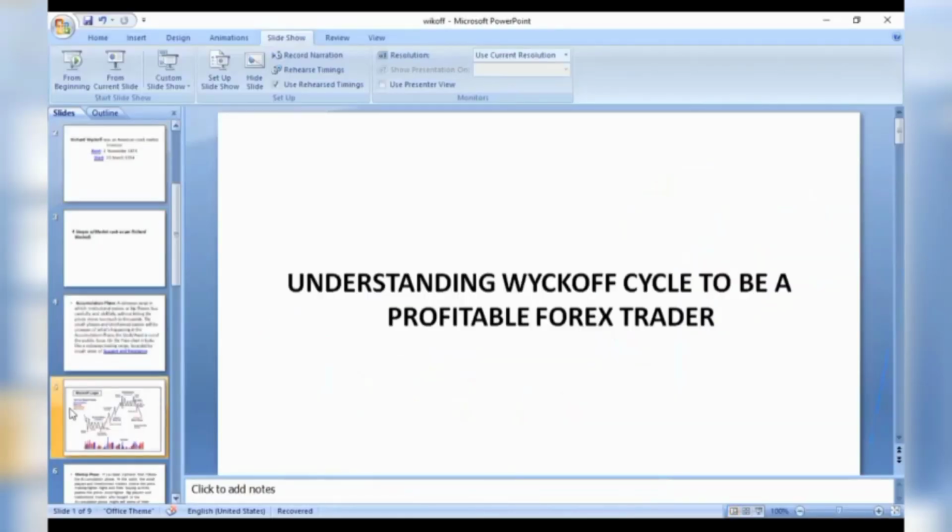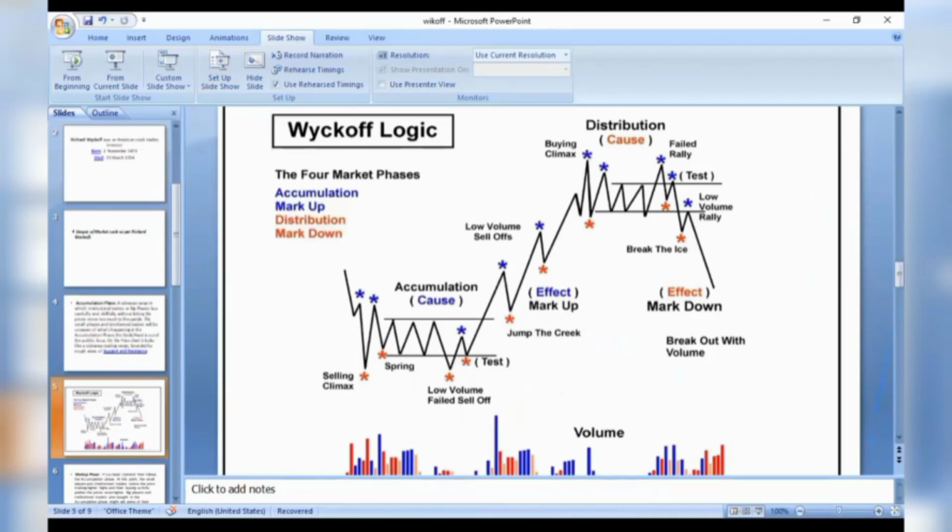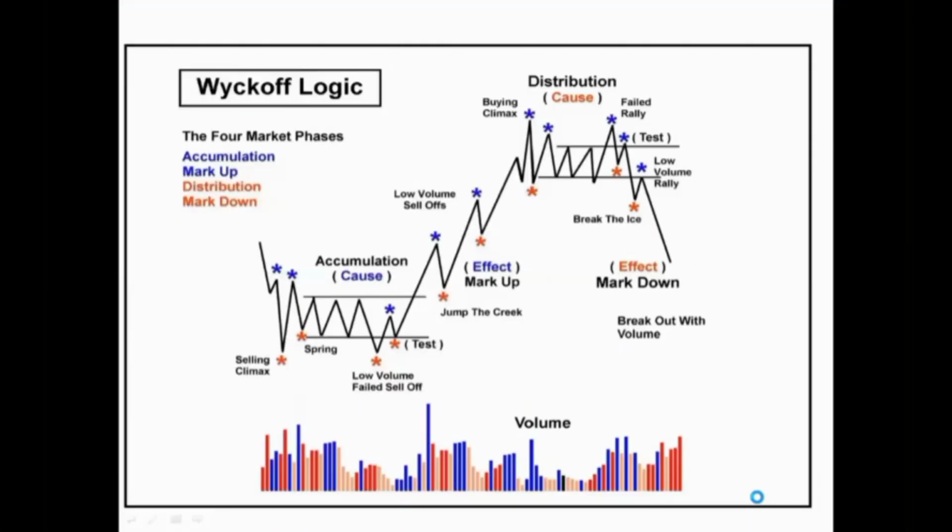Alright, so what I just explained is given here in a clearer pictorial form. If you look at this diagram, like I said, you see the accumulation phase within this area. After the accumulation phase, what happens? You have the markup phase. After the markup phase, you have the distribution phase. After the distribution phase, you have the markdown phase. So this is how the Wyckoff cycle works.